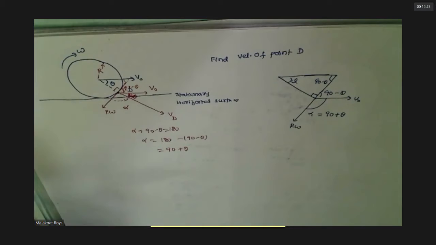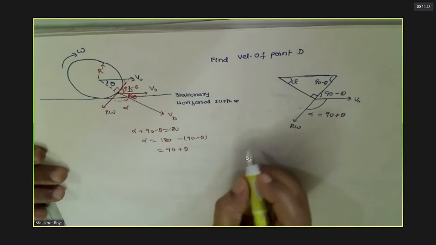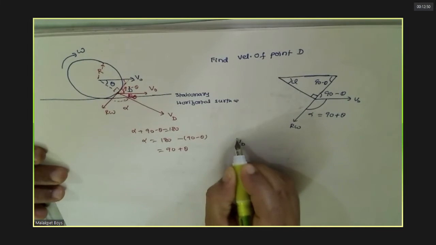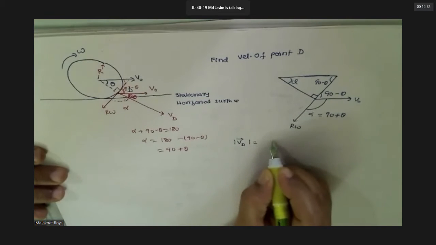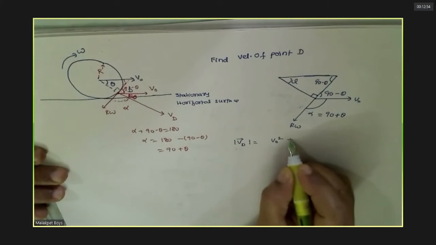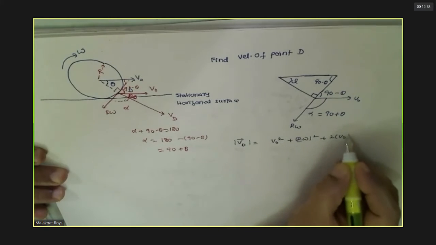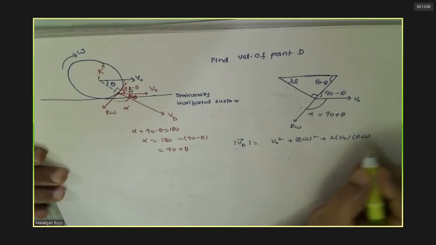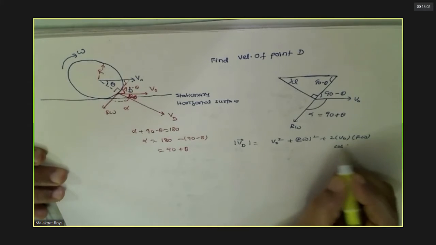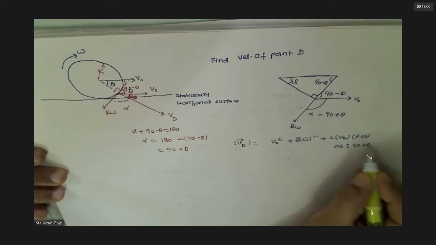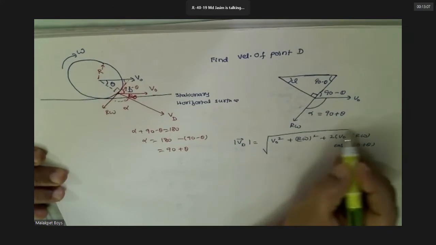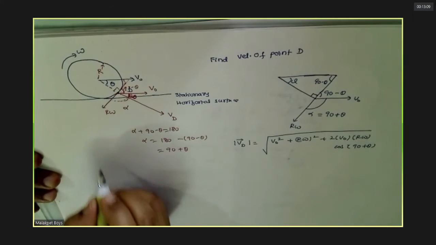Okay. So once you know this, what is VD? Under root of V naught square plus R omega square plus 2 into V naught into R omega into cos of 90 plus theta. Under root. Do you agree with this?